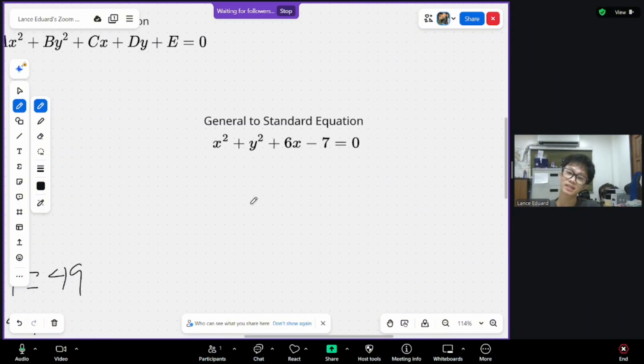So the next example will be general to standard equation, with the equation x squared plus y squared plus 6x minus 7 equals 0.